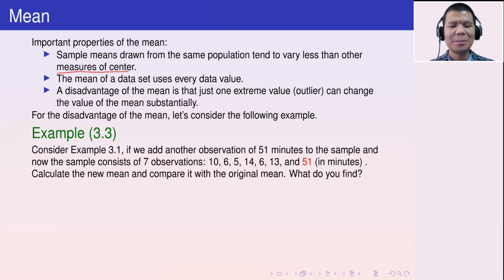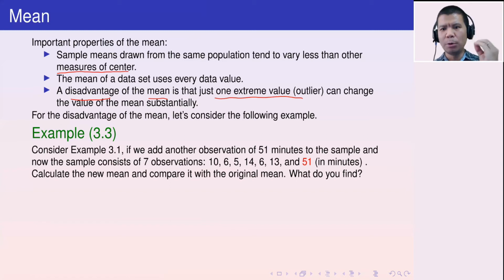Okay, the last one is a disadvantage. Okay. Disadvantage of the mean is that just the one extreme value, an outlier in such cases, can change the value of the mean substantially. Okay, for instance, if our average is good, it looks good, like about 70 or 80, about 80 points, right? But one of us didn't do well and got 10 points out of 100, right?